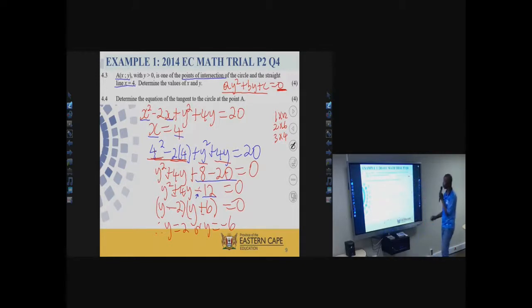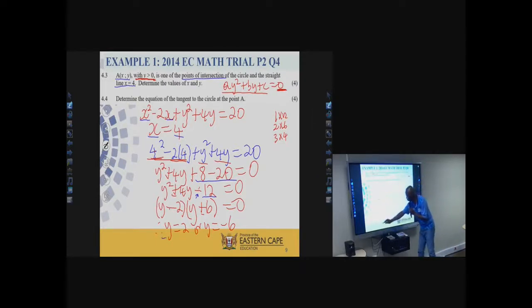Now let's go back to the question again. A(x, y) with y is greater than 0 is one of the points of intersection of the circle and the straight line x is equal to 4. Determine the values of x and y. Now that is very key. y is greater than 0. It means we must choose the one with y greater than 0.